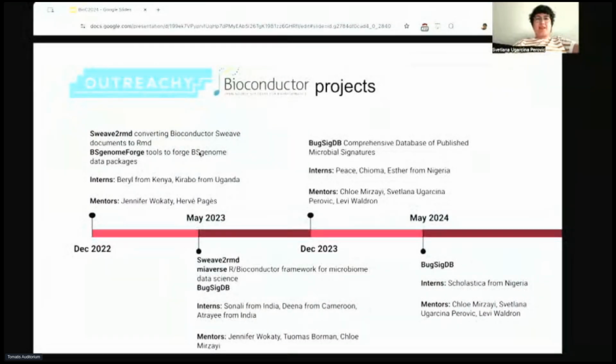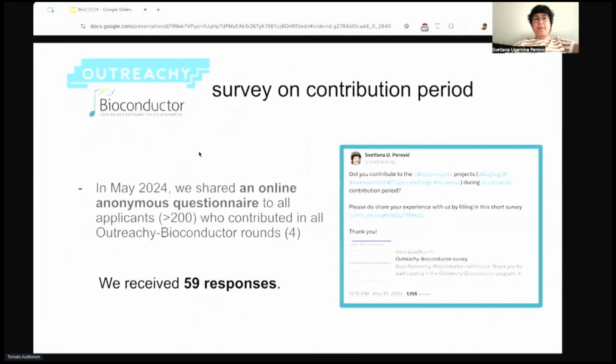What about this timeline? This timeline showcases the growth of our program, the diversity of our interns, the range of projects we are undertaking, and it's exciting to see how we are gradually increasing our impact and reaching out to talents from various countries, particularly in Africa and Asia.